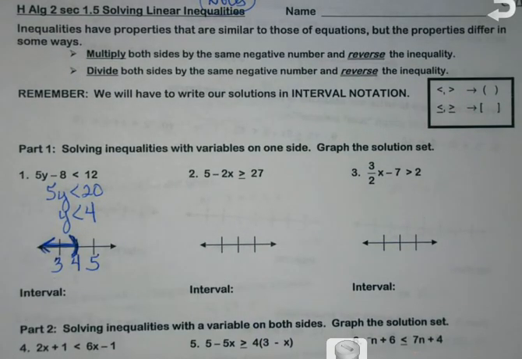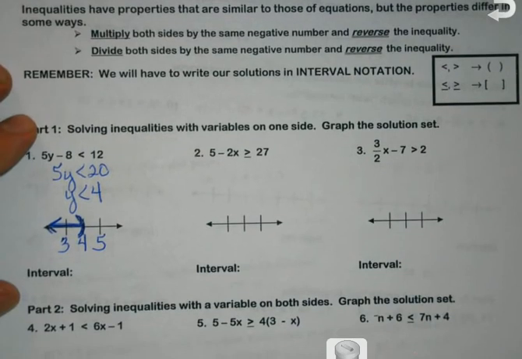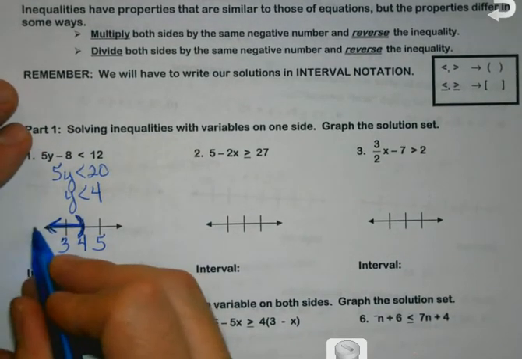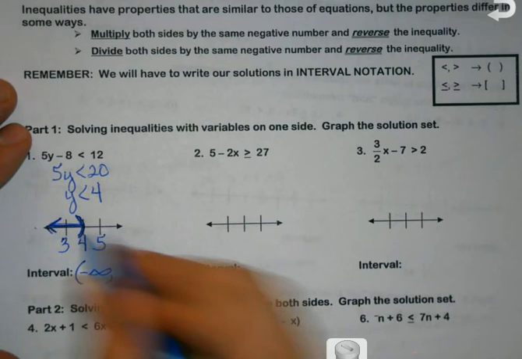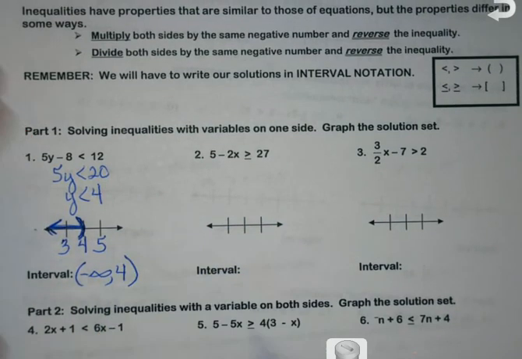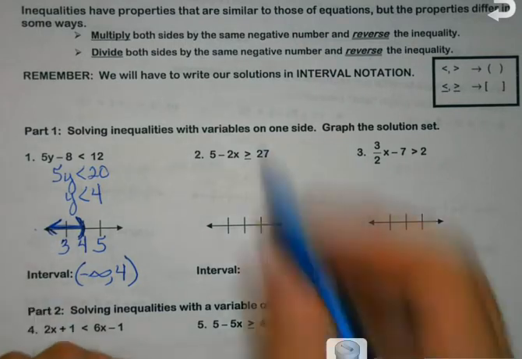And then my interval notation that goes along with that goes from left to right. From negative infinity to 4. And I'm done. I'm good to go. So don't make things too complicated here. When I get to the next one, now again, nothing too bad, but here comes the catch.